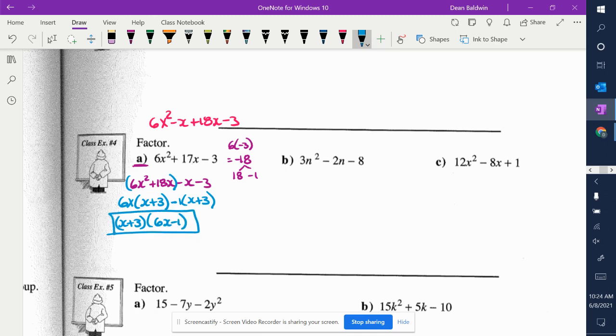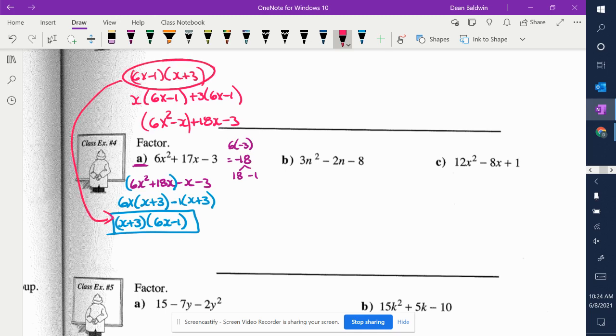And there's the factored form. If I did it up here, this red method, I'm going to pull an x out. You don't have to write this. Pull a 3 out. Pull a 6x minus 1 out. And I get x plus 3. That's the same as that.